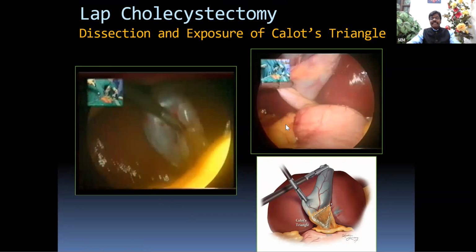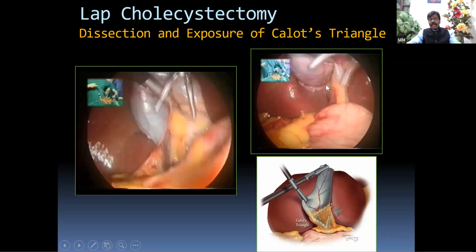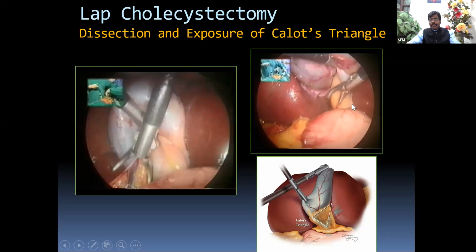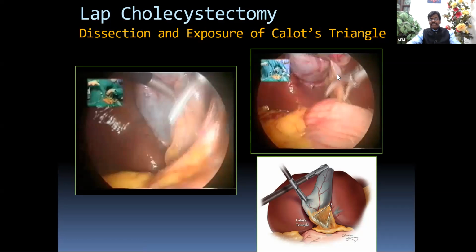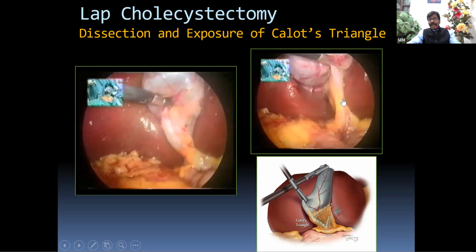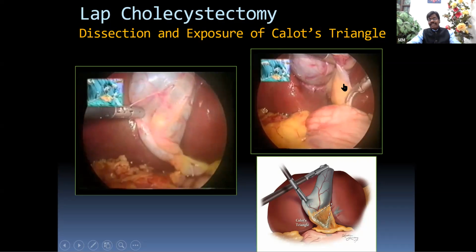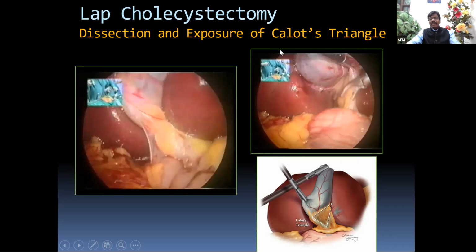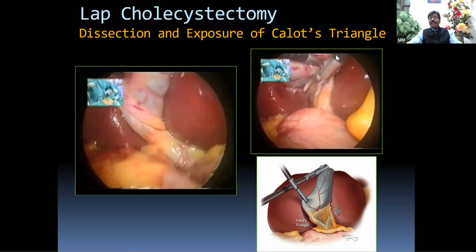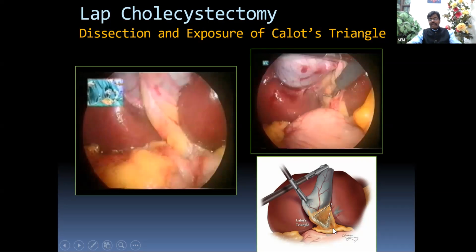Then I am going to dissect this portion of the gallbladder. That is the place where the cystic duct and cystic artery are present. The bile duct is also present. That area is called Calot's triangle. If you know Calot's triangle, that is enough. This is Calot's triangle for you.